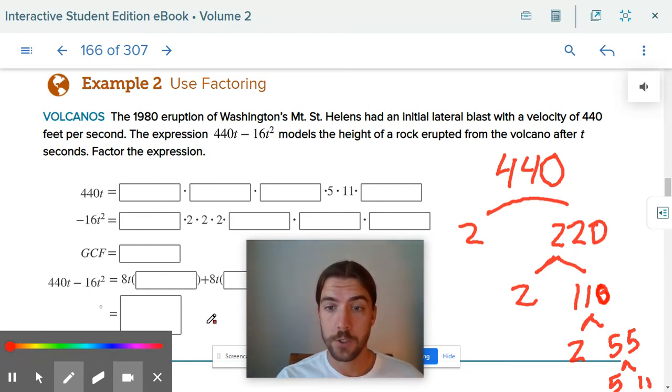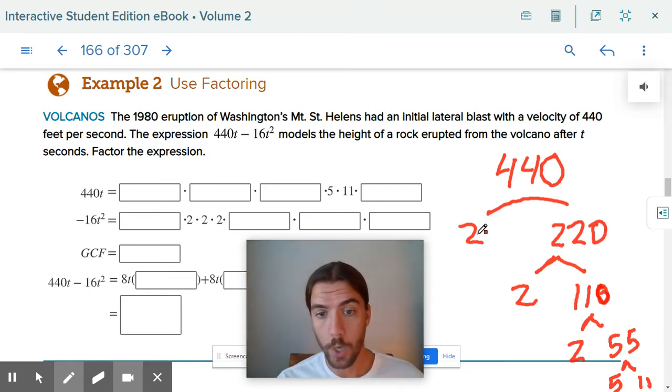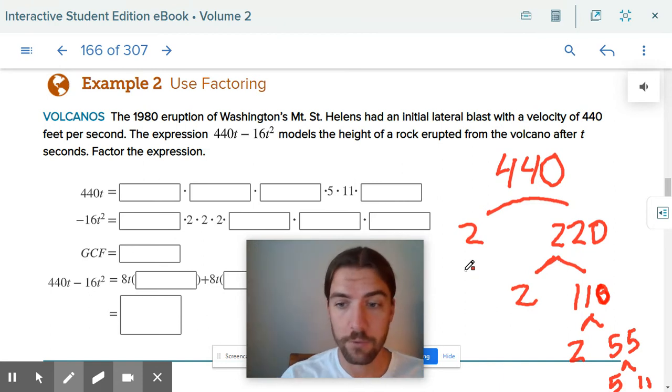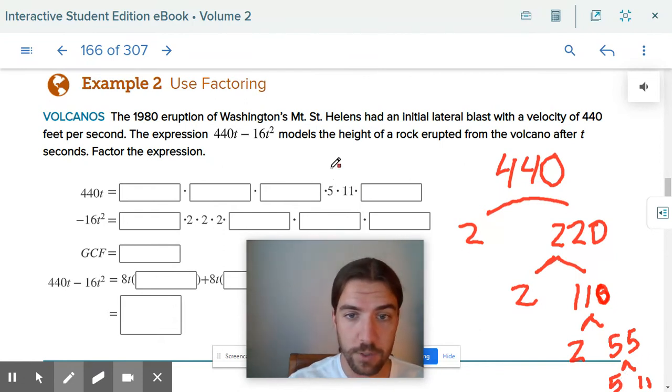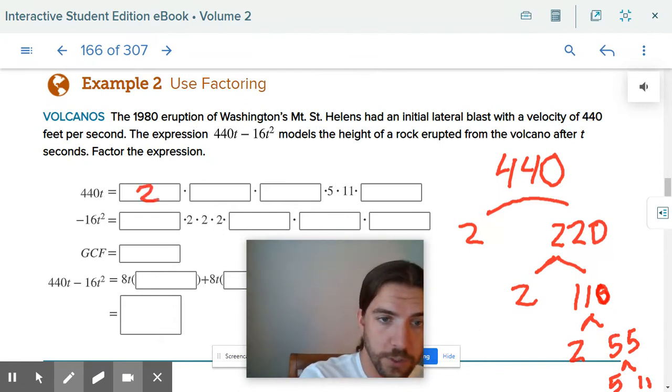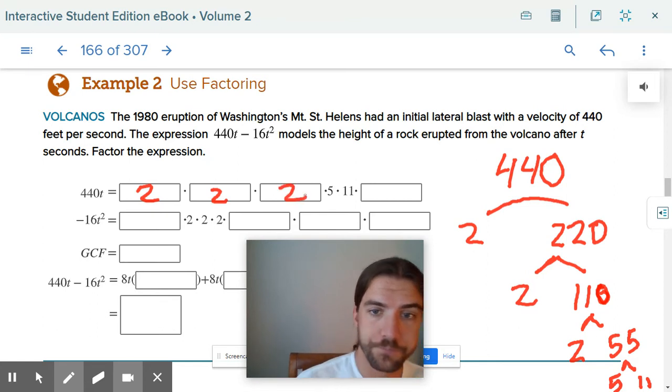So for example, 2 can only be divided by 1. The only whole number you can divide it by is 1. Same thing with 5, same thing with 11. You can't divide any of these numbers by any number other than 1 and get a whole number. So it is fully factored. Therefore we have 2 times 2 times 2 times 5 times 11. Well, they've already got the 5 and 11 part there, so I guess we are just filling in the 2 times 2 times 2.